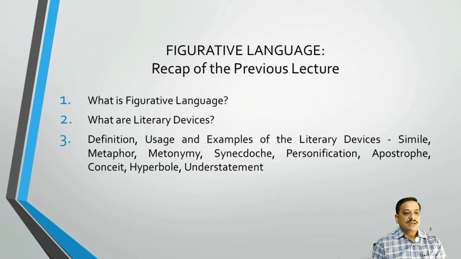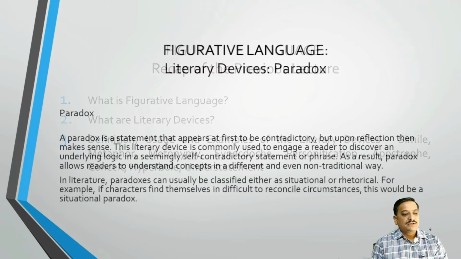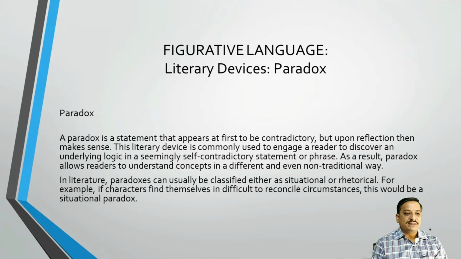Literary devices are techniques that are used to help the author achieve his or her purpose. Typically, these devices are used for an aesthetic purpose. That is, they are intended to make the piece more beautiful. We have also studied various literary devices in the last class, such as simile, metaphor, metonymy, synecdoche, personification, apostrophe, conceit, hyperbole, and understatement. And today, the first literary device which we are going to deal with is the paradox.